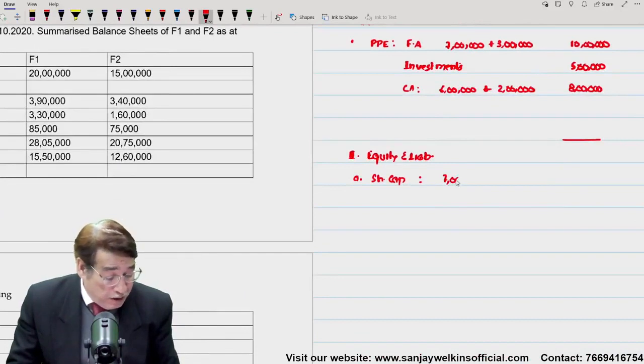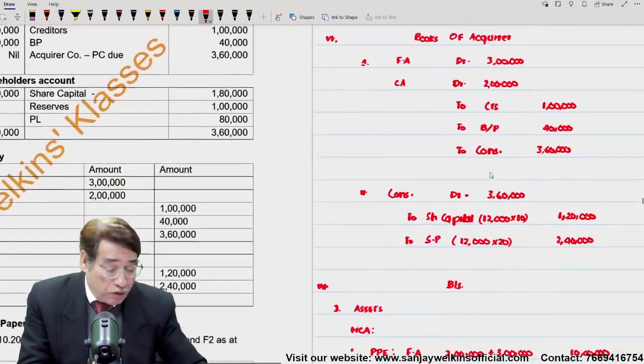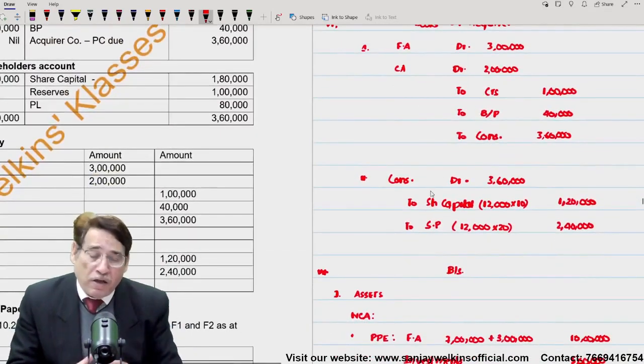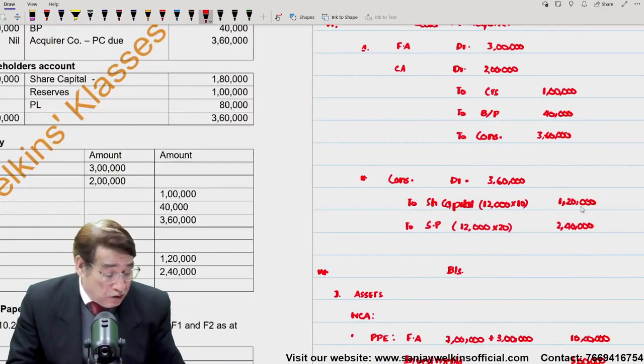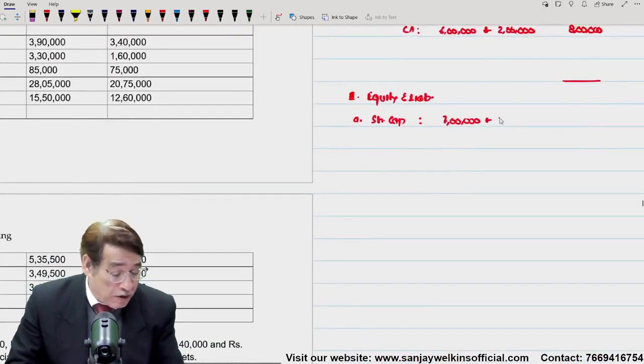Once you have written it, now you must also look at the entries which you have passed. For example, in the books of acquirer entity, these two entries you have passed. And in the entries, you have written share capital 1,20,000 because you issued some shares. So obviously, your share capital will increase by 1,20,000. Is it clear to you? So you are going to write here 8,20,000.